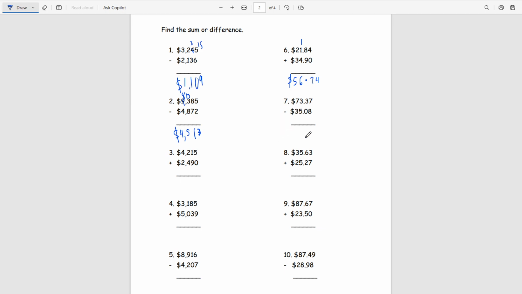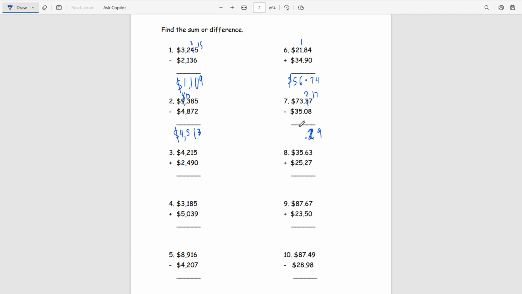Number 7, we're doing the same thing, but this time we're subtracting. We can bring down the little dot right here first. 7 minus 8 is impossible, so we're going to borrow 1 from this 3. This 3 becomes a 2. This 7 becomes 17. 17 minus 8 equals 9. 2 minus 0 equals 2. Let me fix that real quick. Actually, that's fine.